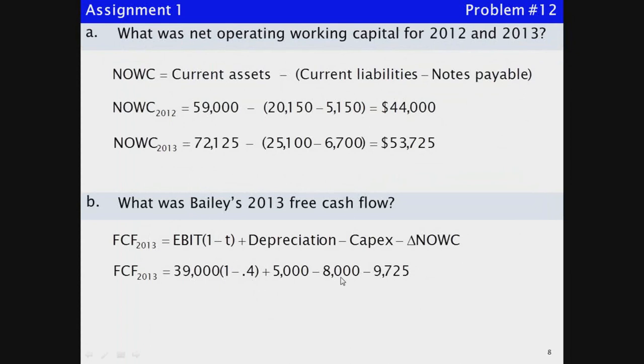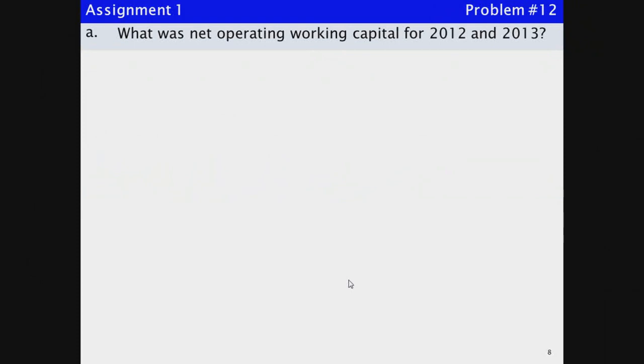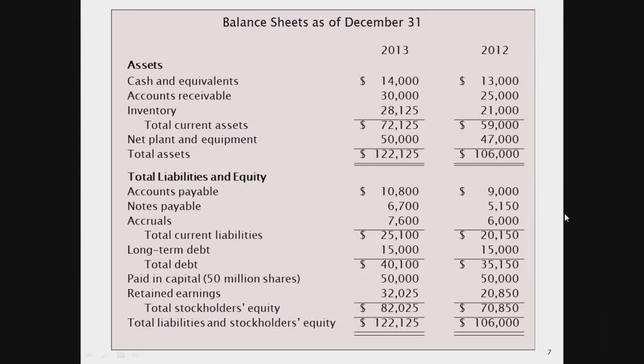Now, how did I get CapEx of $8,000? That wasn't given. Let me walk you through that, and you may want to scratch some numbers down here on a piece of paper. If you're taking notes, just write it off to the side here. Okay, let's go to the balance sheet. Notice that net plant and equipment went from $47,000 to $50,000. So one might argue, no, it increased by $3,000. But keep in mind, the firm has depreciation. Here's how I like to think of it.